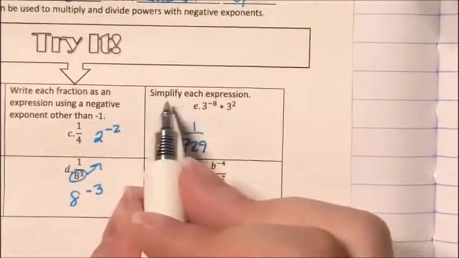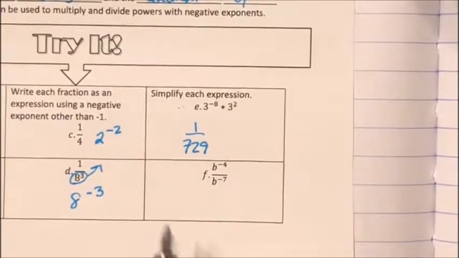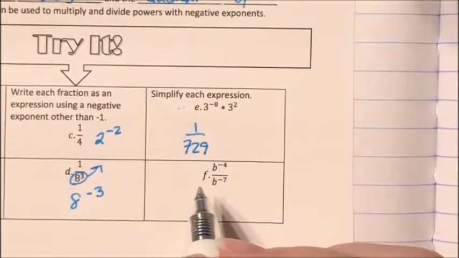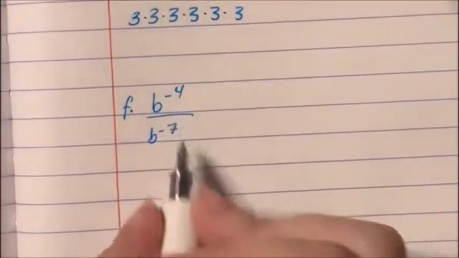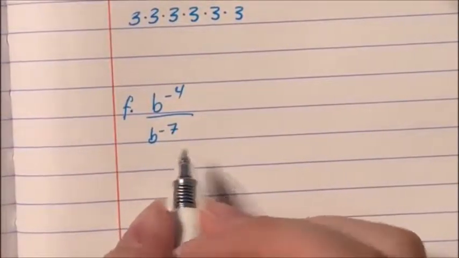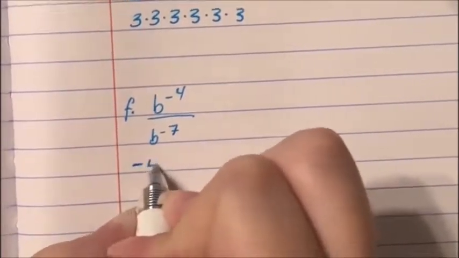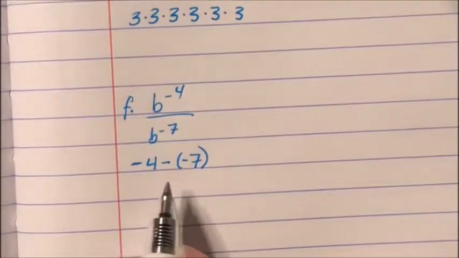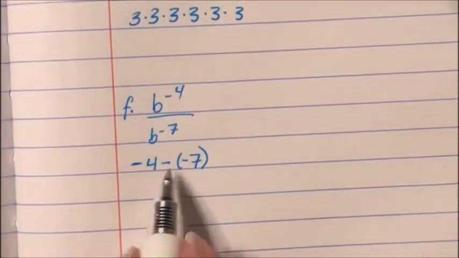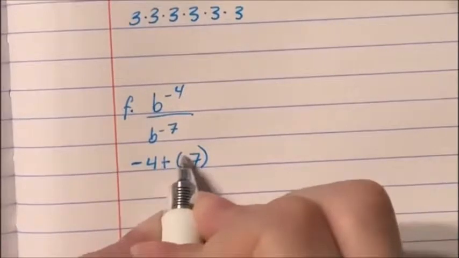Remember, they asked me to simplify each expression, so I want to simplify it as much as possible. All right, letter F is b to the negative 4th over b to the negative 7th. So here I can use the quotient rule, right? When I have these, I basically am subtracting. So I'm going to take negative 4 minus negative 7. Make sure you put that negative 7 in parentheses. I have two negatives right here, negative, negative. They make a positive, right?